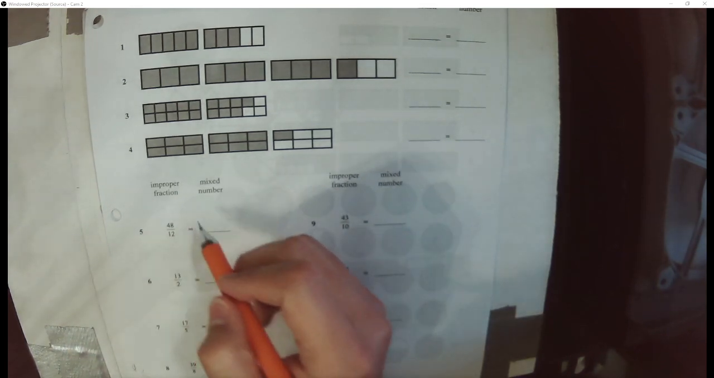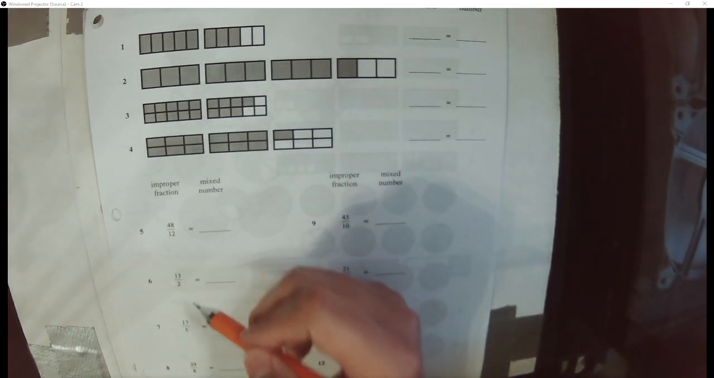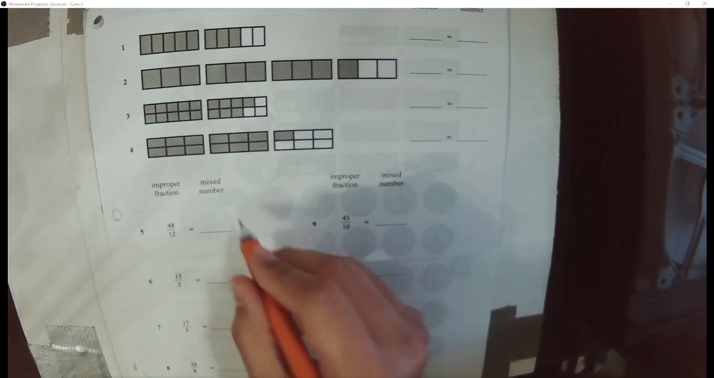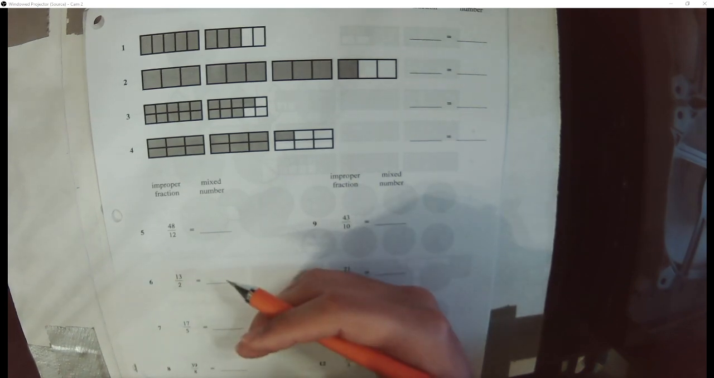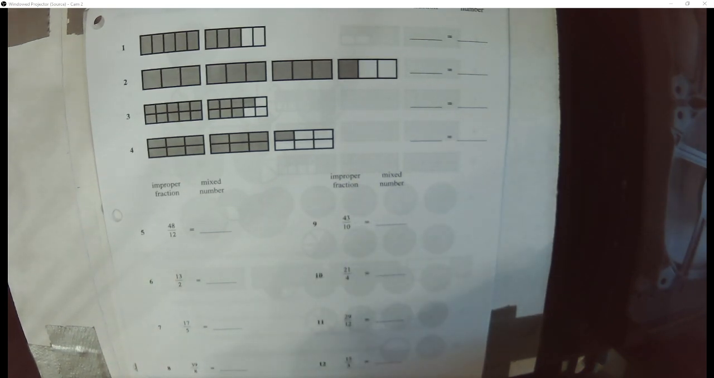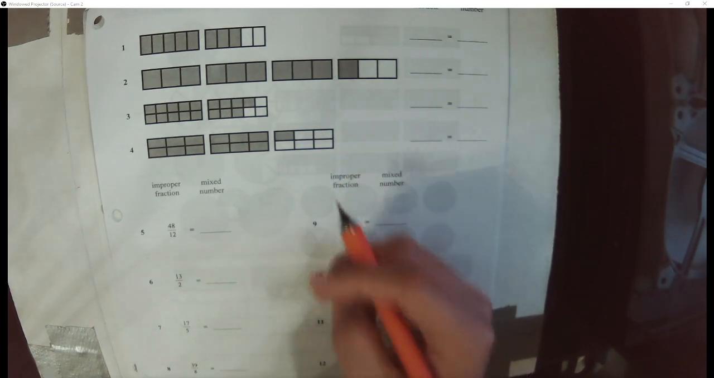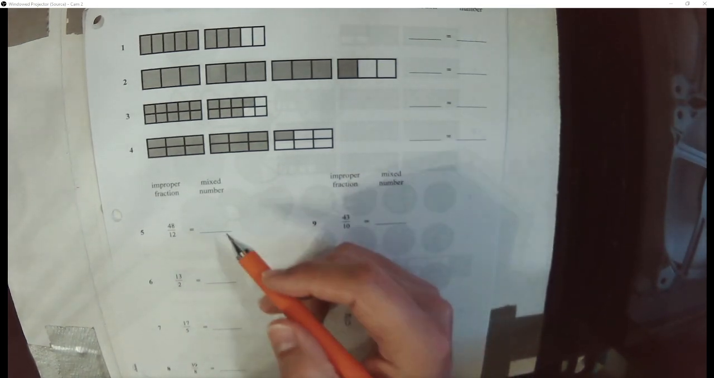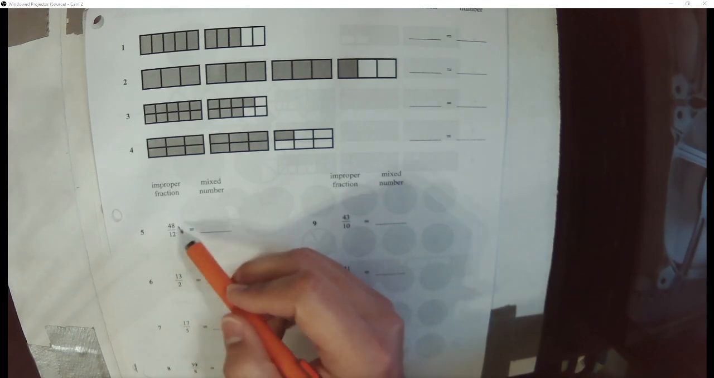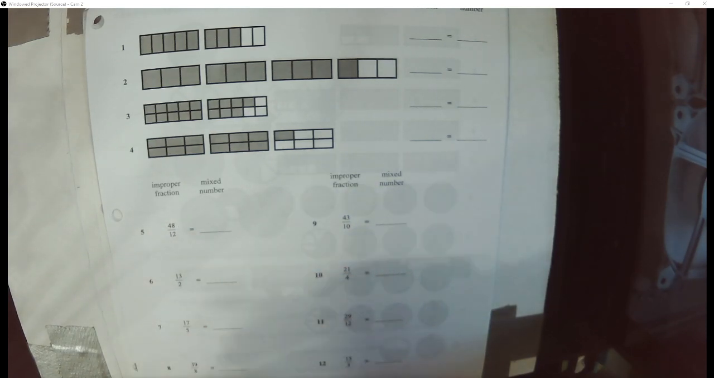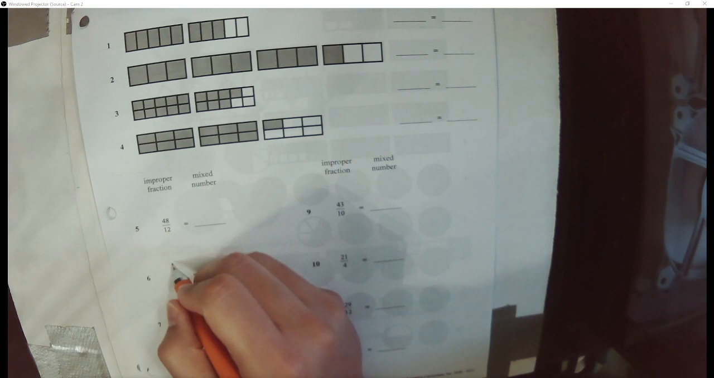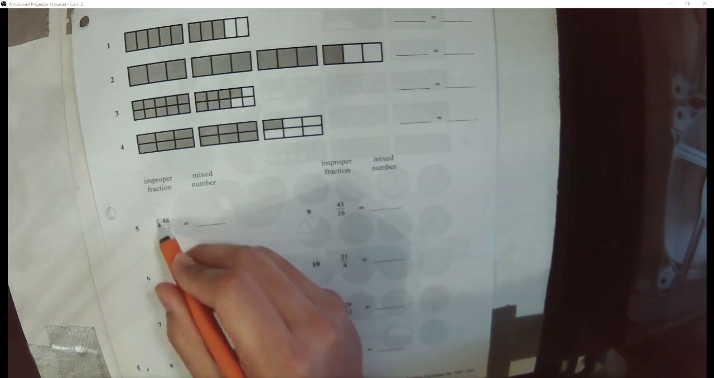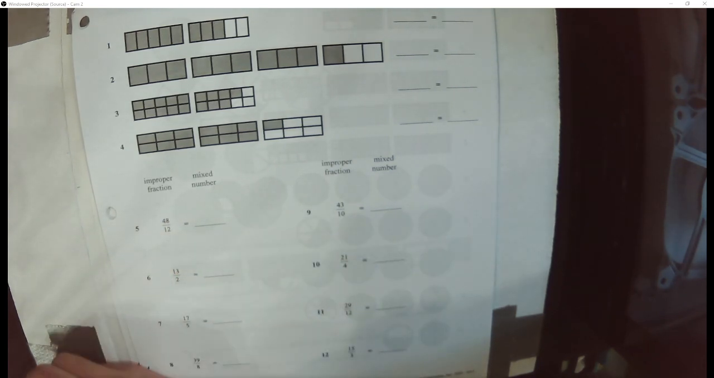So I showed you yesterday when we were talking about these. One of the ways that you could figure out what mixed number you have is using dots and making groups. I told you that absolutely works, but once you start having bigger numerators, it takes up more time and more space. I'm going to show you with problem 5. 48 out of 12. I'm going to change from this improper fraction to a mixed number.